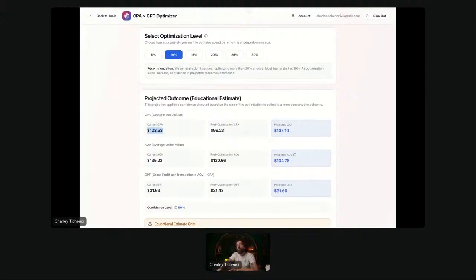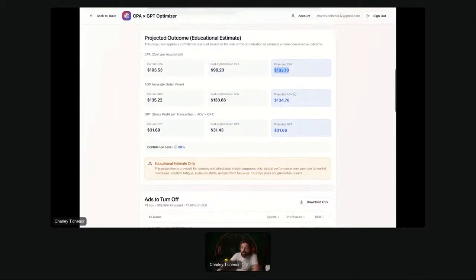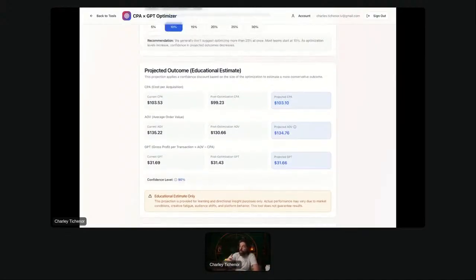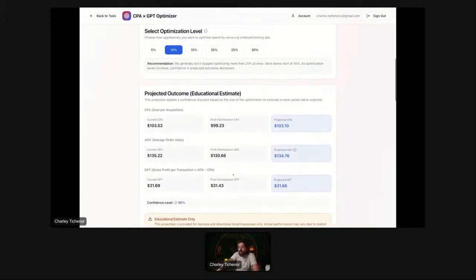If we turn off all of these ads, we could expect that all the other ads that are running are currently running at a 99. So we would expect our CPA to drop by about 40 cents, which isn't needle moving. It's not massive, but it does allow you to cut 41 ads out of the account, which makes other decisions way easier. And again, the GPT is probably going to get better.